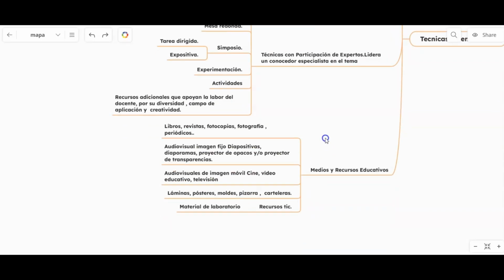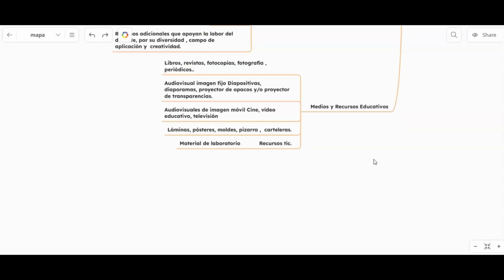Now, additional activities and resources are extra tools that support the teachers' work and stand out for their diversity, allowing for more creativity in the classroom. Now, what educational material do we have? We have books, we have images, for example, slides like PowerPoints, projectors. We have videos, we have televisions, we have charts. There are many ways that we can interact, and that's my overview.